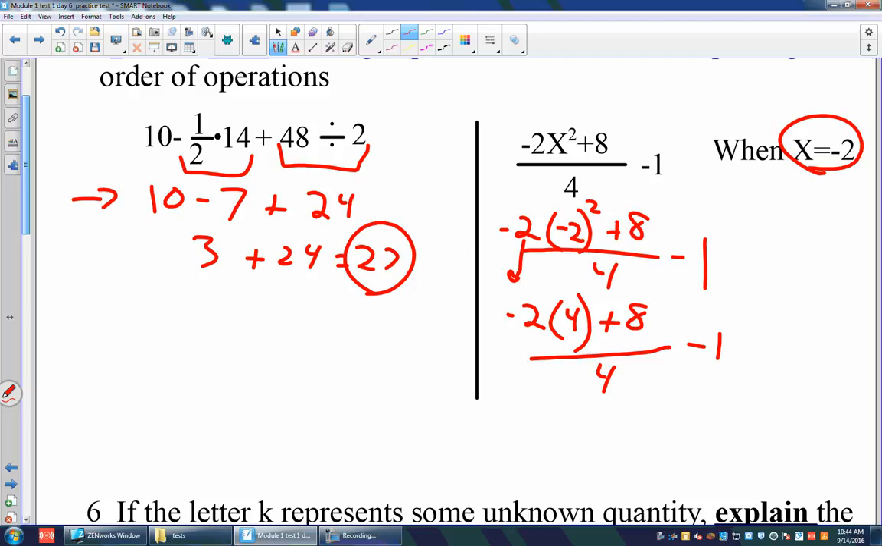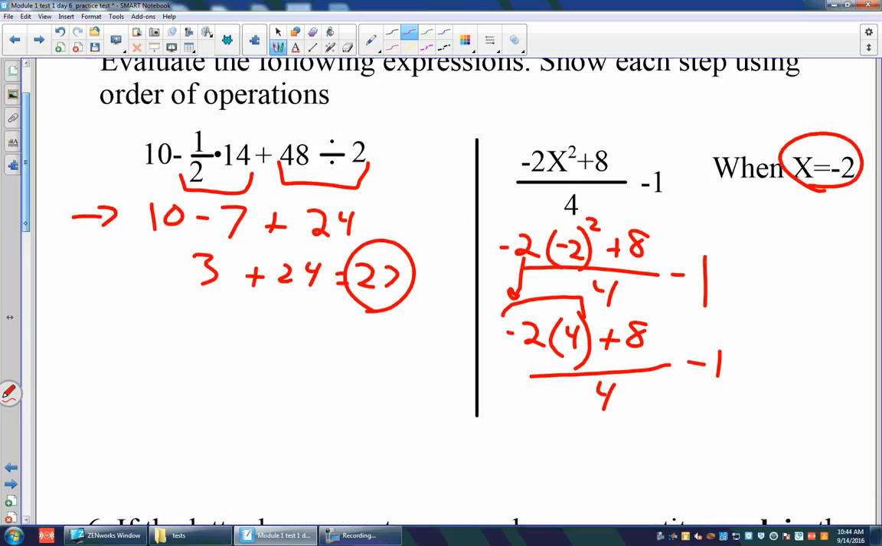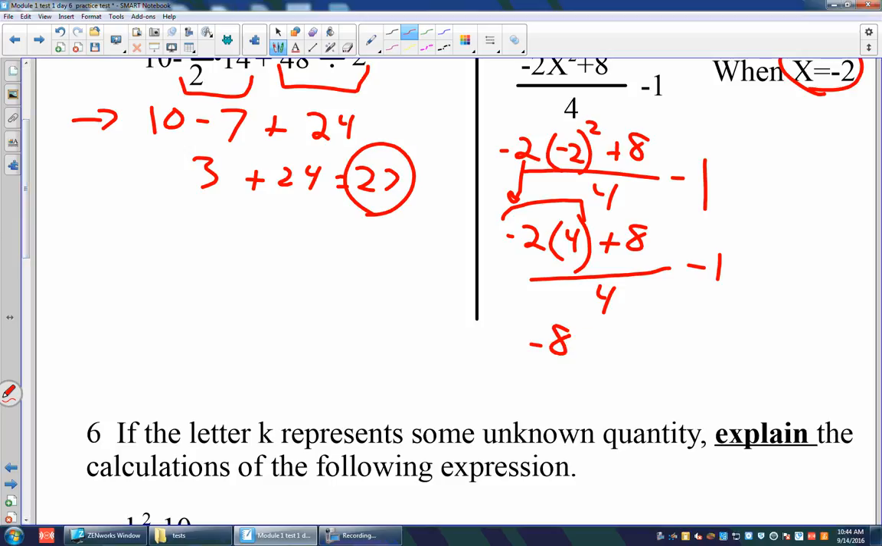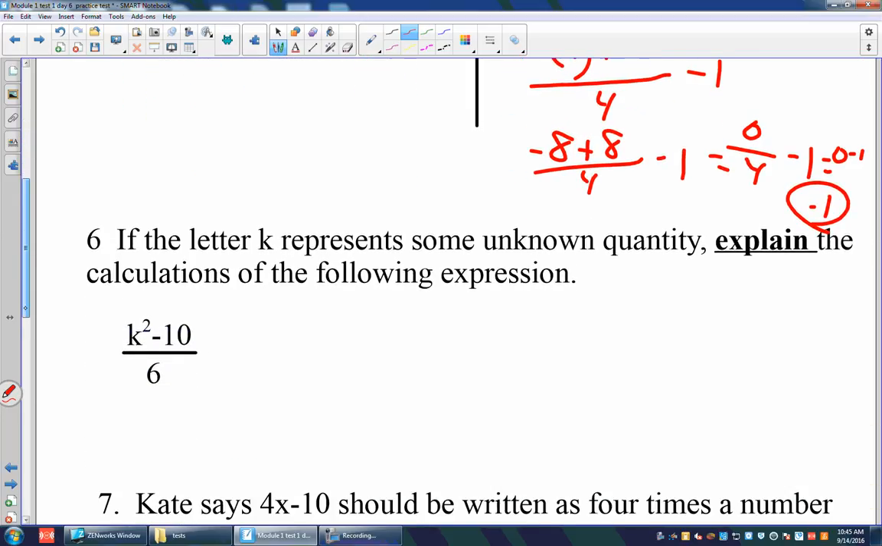Now we do multiplication and division. Negative 2 times 4 is negative 8. So negative 8 plus 8 over 4 minus 1. Negative 8 plus 8 is 0 over 4 minus 1. 0 minus 1 is negative 1. You can rewind and go over it again, or ask me in class.